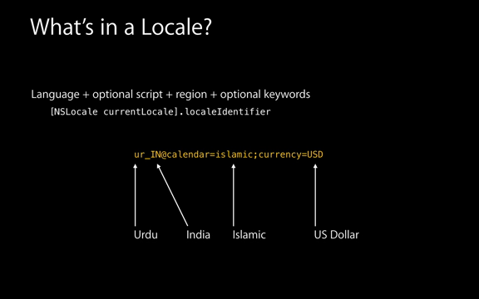But the user also has some keywords to do some overrides of the defaults for that particular locale. For example, the default calendar in India is the Gregorian calendar, but this user wants to use the Islamic calendar. Perhaps they do a lot of business with people in the Middle East. In addition, the default currency for India is the rupee, but this user says they want to use the US dollar as their default currency. Again, perhaps because they do a lot of international business.